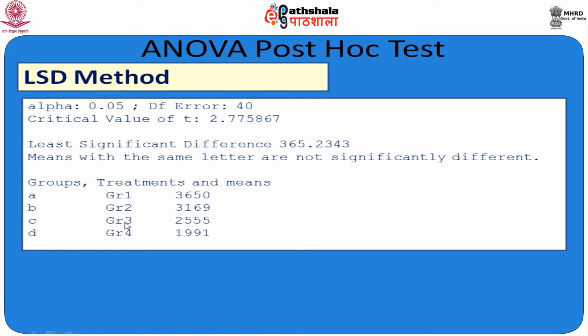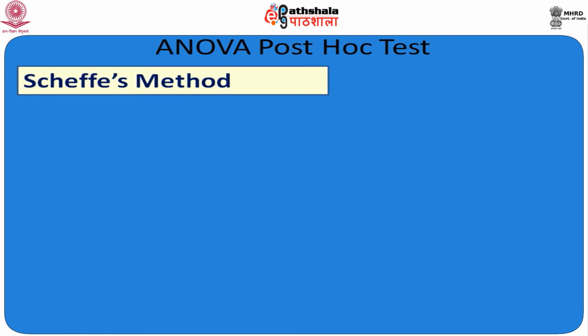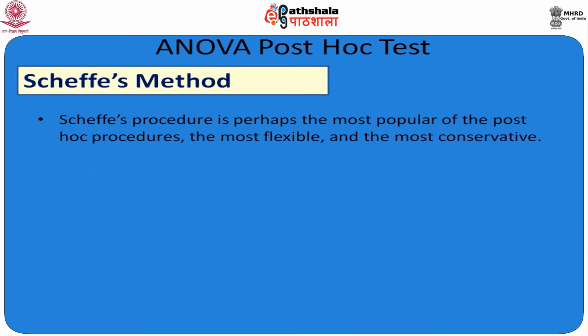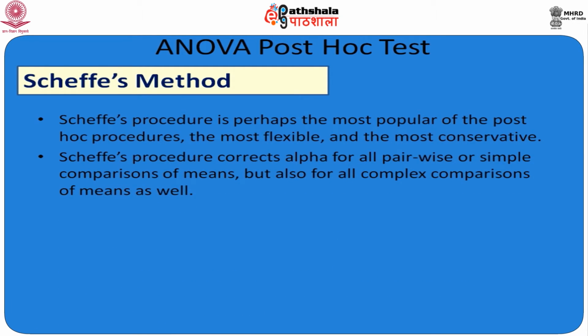That means all 4 letters are distinct and different, so all the 4 groups are significantly different, as we saw earlier. So next we'll focus on the Scheffé method. The Scheffé procedure is perhaps the most popular of the post-hoc procedures, the most flexible and most conservative. The Scheffé procedure corrects alpha for all pairwise or simple comparisons of means, but also all complex comparisons of means as well. That's why Scheffé is the most popular method.